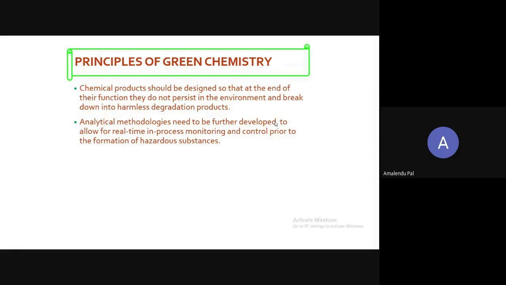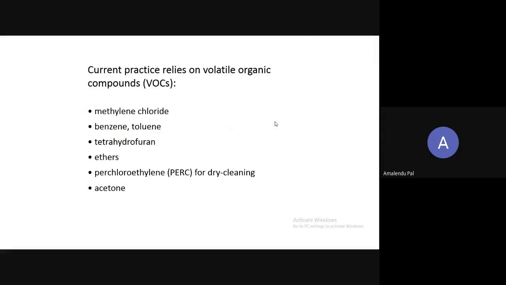Analytical methodology needs to be further developed to allow for real-time, in-process monitoring and control prior to the formation of hazardous substances. So we have to develop our methodology so that during the process there should not be any formation of hazardous byproducts. If there is a byproduct, there should not be anything hazardous. Another thing, about current practice, I am giving some examples: there are a lot of chemicals in organic chemistry, and some of those chemicals we are still using in our lab.